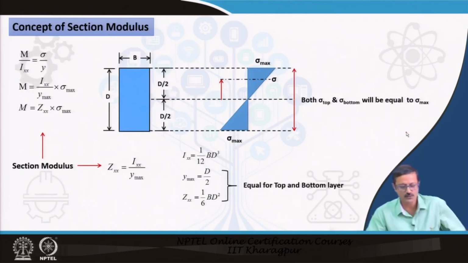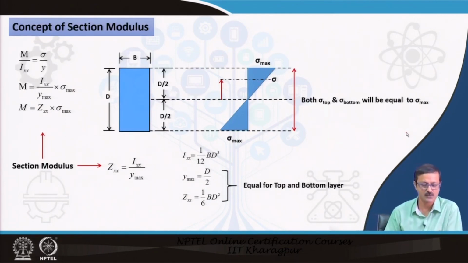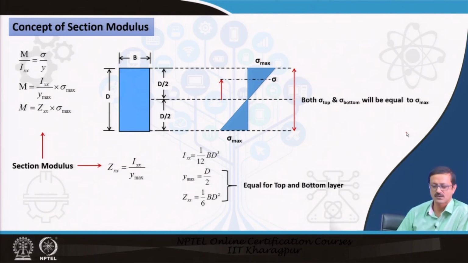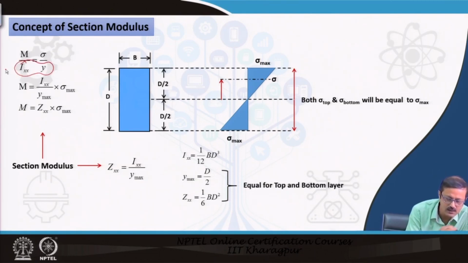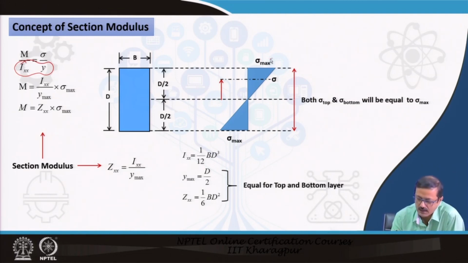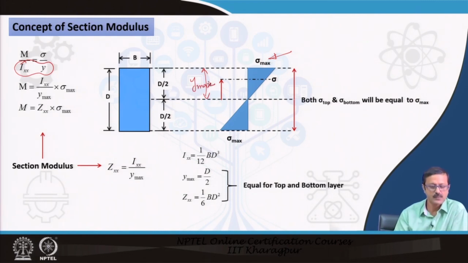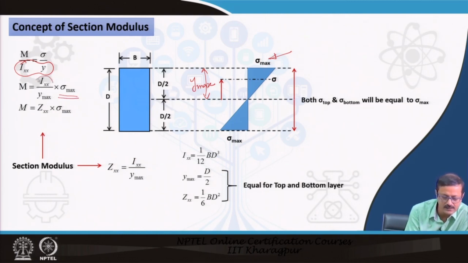So we now have to go to the concept of the sectional modulus. Sectional modulus is an important concept, because in that particular equation you see Ixx and y are properties of the section. Now you know that maximum sigma will be encountered at the topmost layer, where this is your y max. So if I rearrange, M equals Ixx by y max, into sigma max. So this Ixx by y max is called Z, or the sectional modulus.